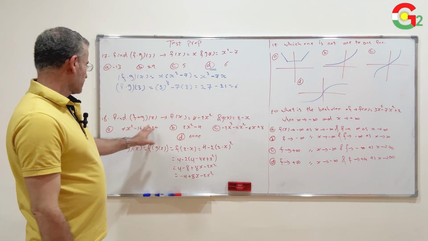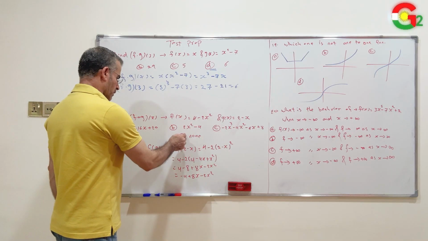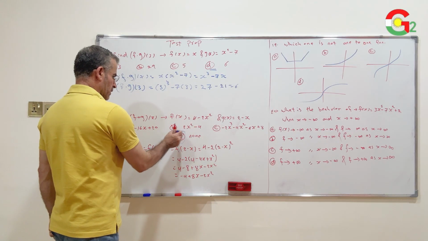There is no like this function in the choices, then the right choice is D, none.